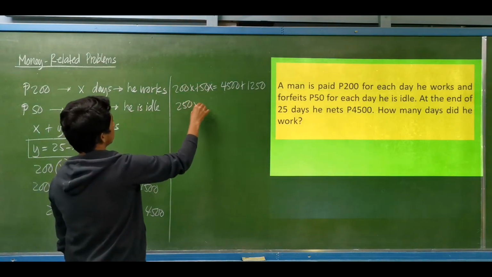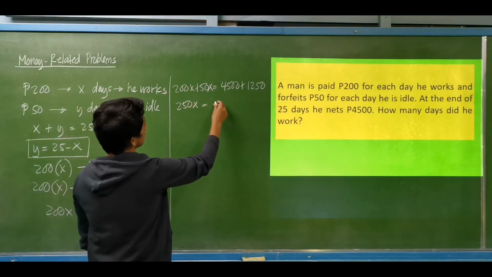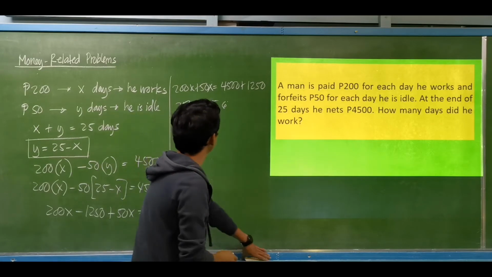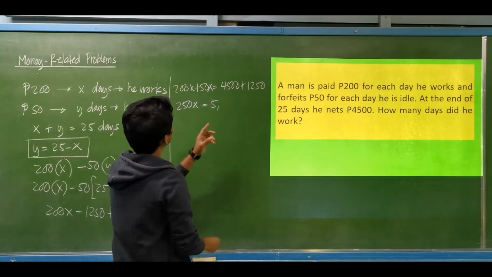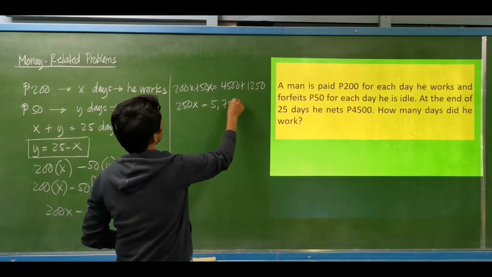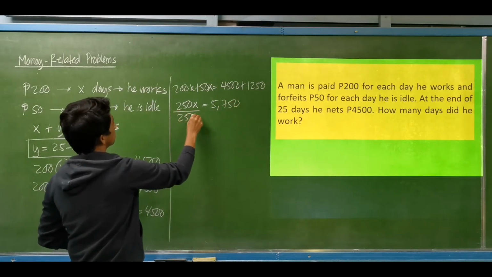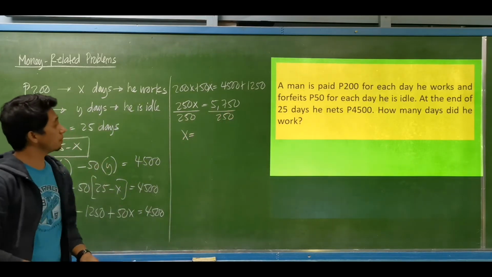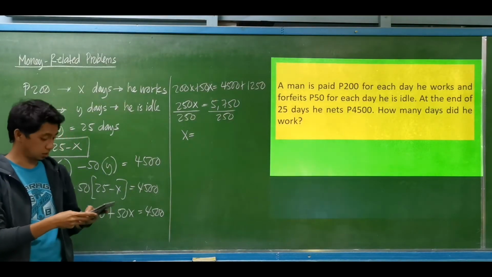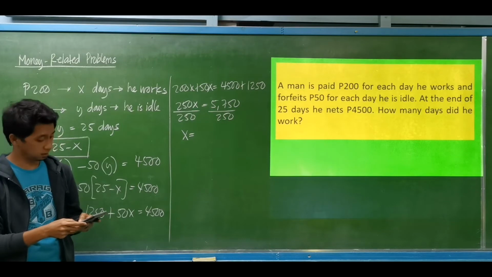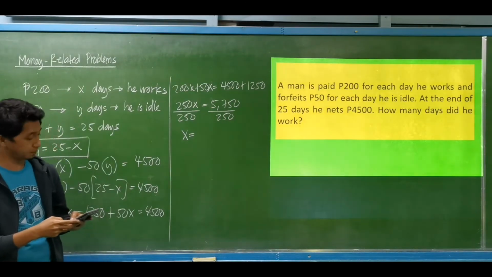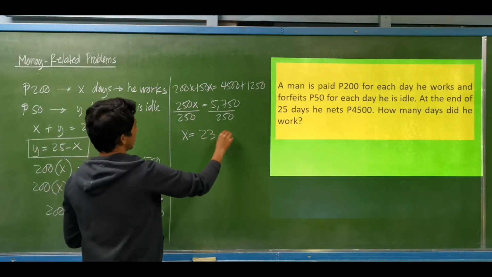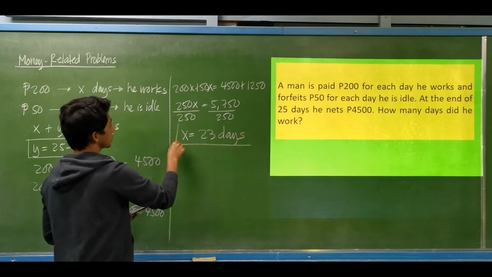So 200x plus 50x equal to 4,500 plus 1,250. This is 250 of x equal to 5,750. Dividing both sides by 250, what will be the value of x? Again, the value of x is the number of days that he works. So 5,750 divided by 250. He works for 23 days. Alright, this will be our answer.